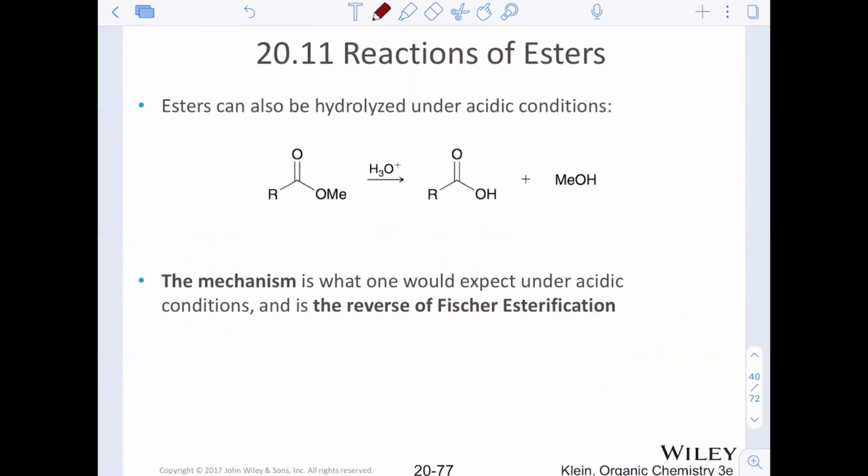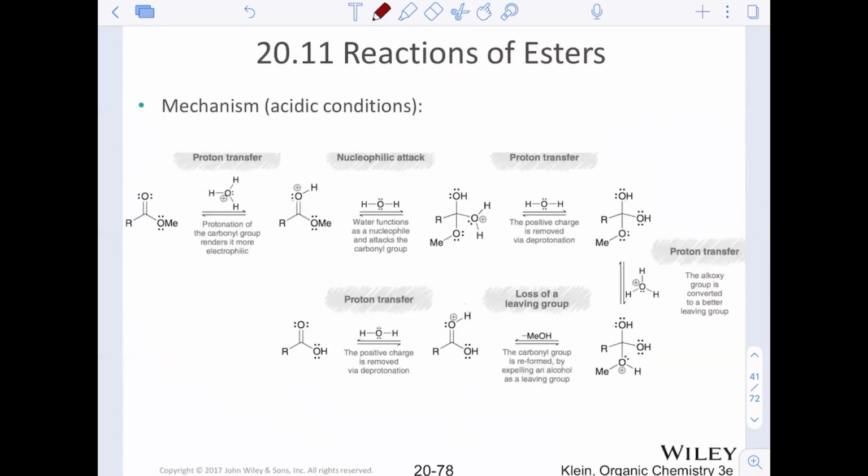You can also hydrolyze esters under acidic conditions. This is what I was hinting towards. The mechanism would be the reverse of Fischer esterification, all right? Let's just walk through it relatively fast. The oxygen of the carbonyl is protonated, right? Then water is going to attack the carbon of the carbonyl.